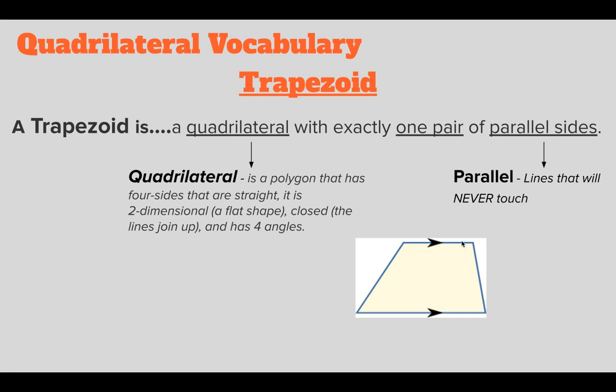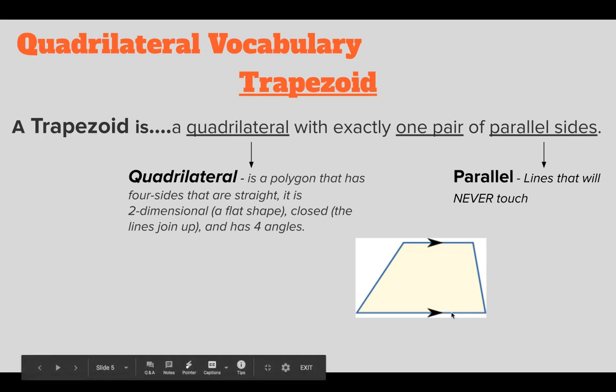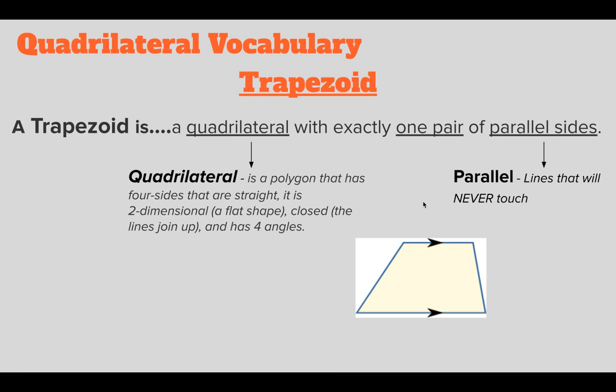Now you notice these lines are parallel because sometimes shapes have arrows on them. Arrows mean that these 2 lines are parallel, that those 2 lines will never touch. So this shape is telling you that those 2 lines are parallel. So when you have a quadrilateral with exactly 1 pair of parallel sides, you're going to have a trapezoid.